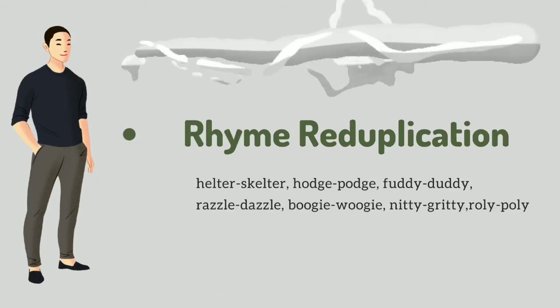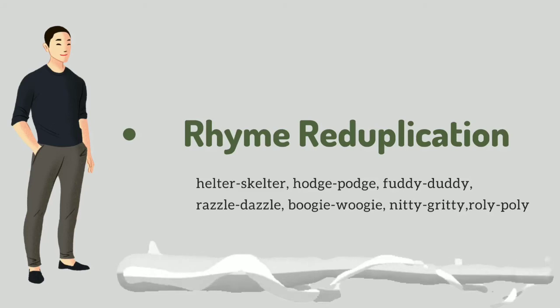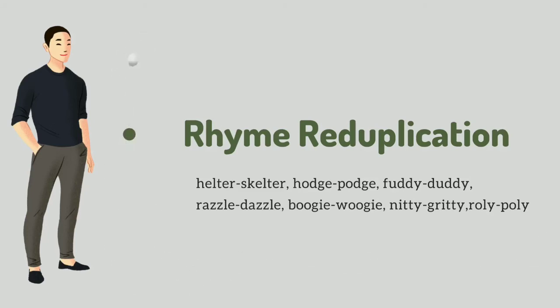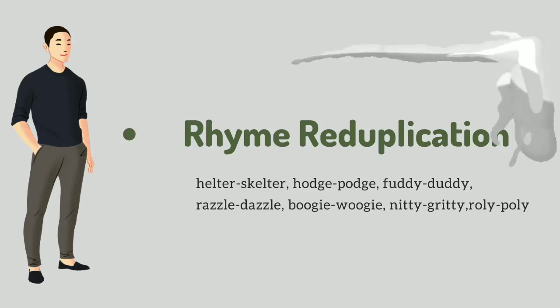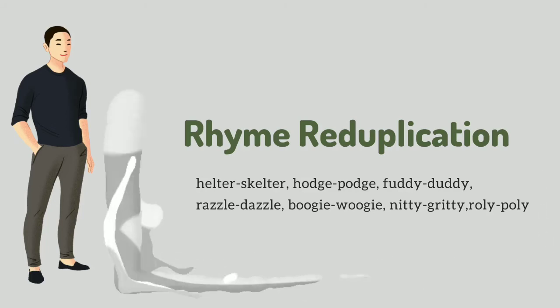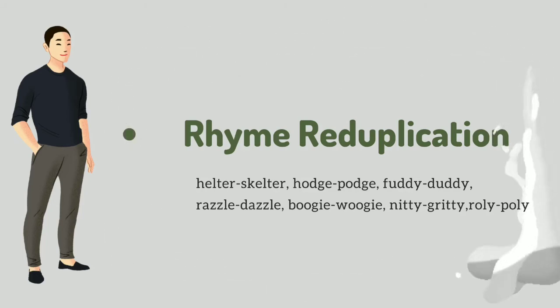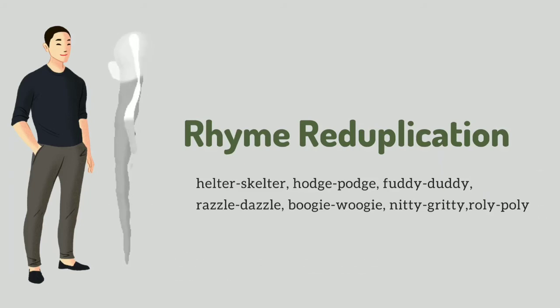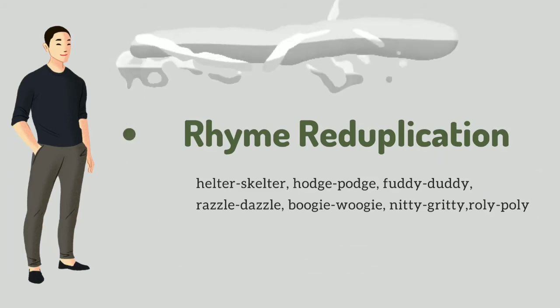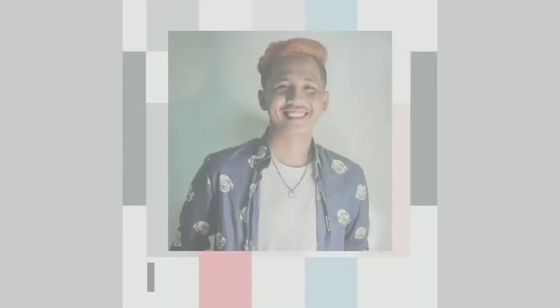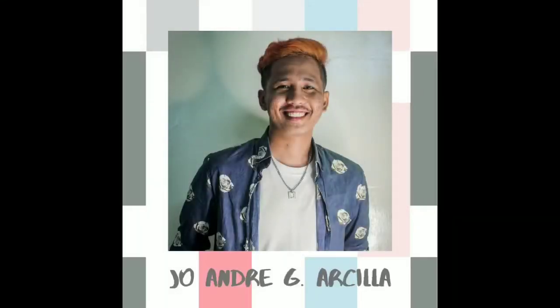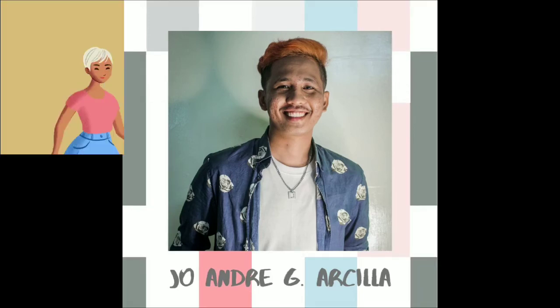And the third one is the rhyme reduplication, in which the consonants change while the vowel remains the same. For example, helter-skelter, hodgepodge, fuddy-duddy, razzle-dazzle, boogie-woogie, nitty-gritty, roly-poly. Recent reduplications have been formed with two meaningful parts, for example, flower power, brain drain, culture vulture, or heart smart.